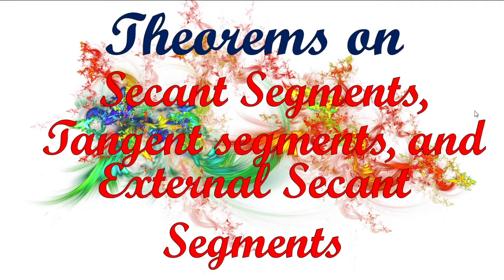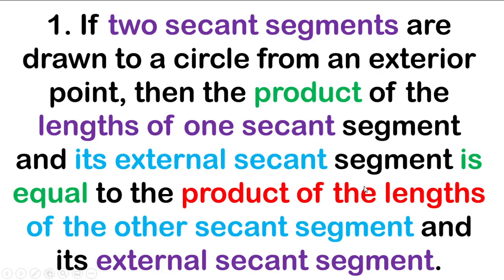Theorems on secant segments, tangent segments, and external secant segments. If two secant segments are drawn to a circle from an exterior point, then the product of the lengths of one secant segment and its external secant segment is equal to the product of the lengths of the other secant segment and its external secant segment.